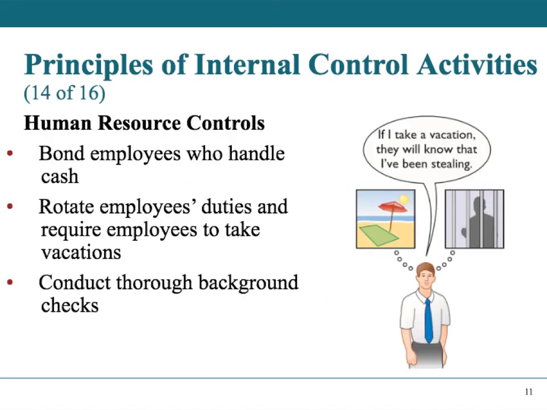Okay, one more, human resource control. This one is pretty easy. So we will, especially in churches or in other not-for-profits or just in regular positions in banks, bond employees who handle cash. What does it mean? Are we going to tie them up? Well, no. Bonding means you will take out an insurance policy on your employees who handle cash. So if fraud or embezzlement occurs, an insurance company will cover the expenses involved.